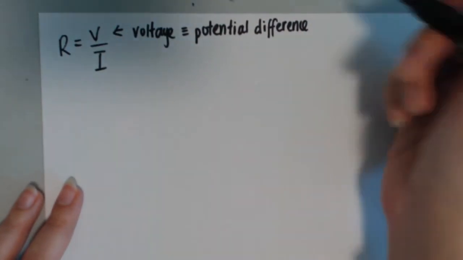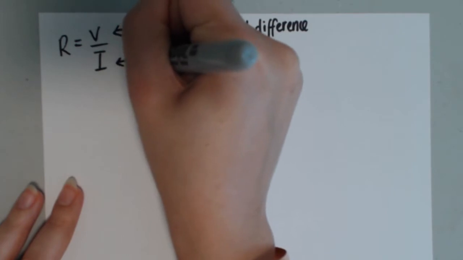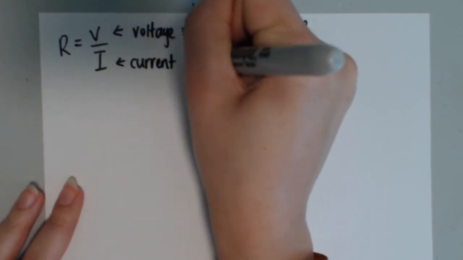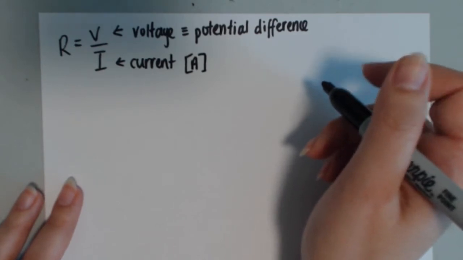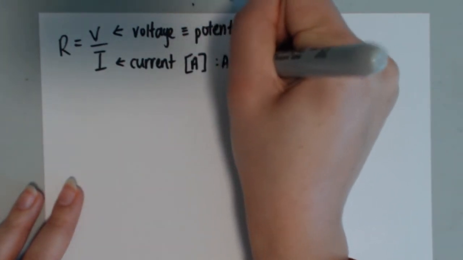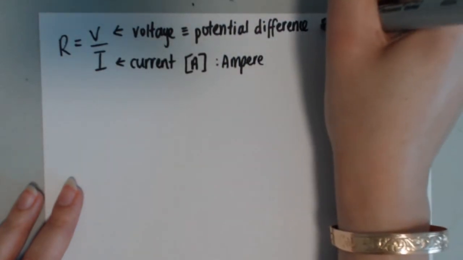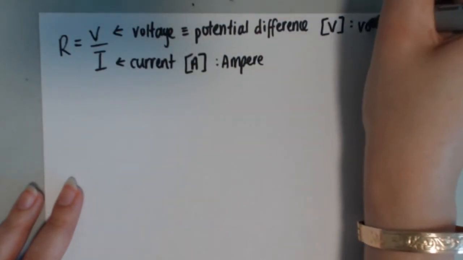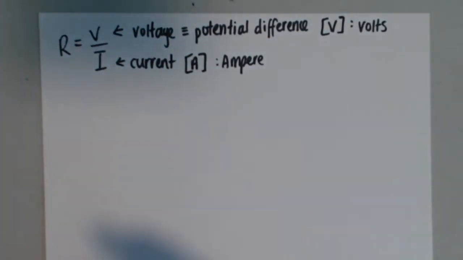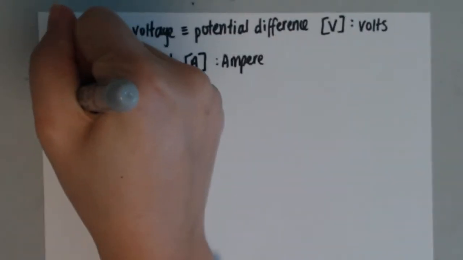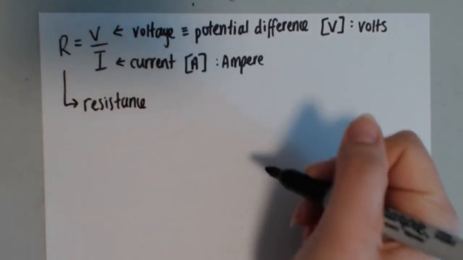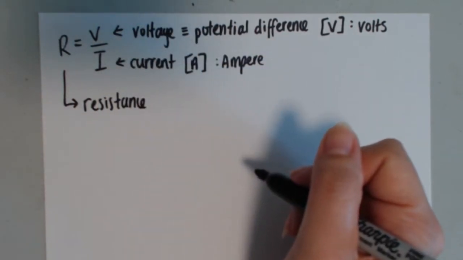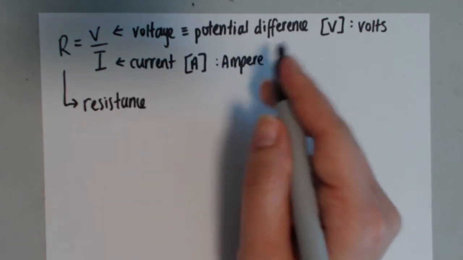Okay, so voltage is potential difference. This I is current. Current is measured in amperes, so capital A. And if you remember, that's actually one of the 7 base SI units. So that's ampere. Potential difference is measured in volts. Okay, so voltage is measured in volts, but another word is potential difference. And resistance, and it always has to be capital R. Lowercase r is going to represent something else, as we'll see in the next video.